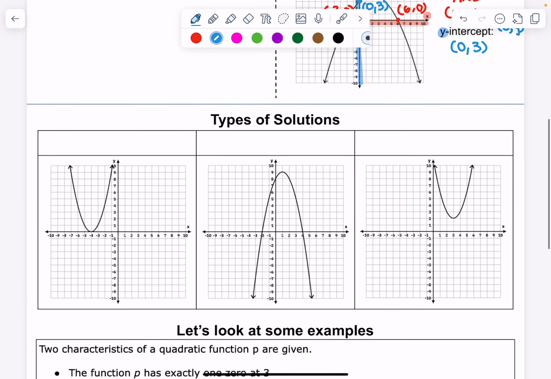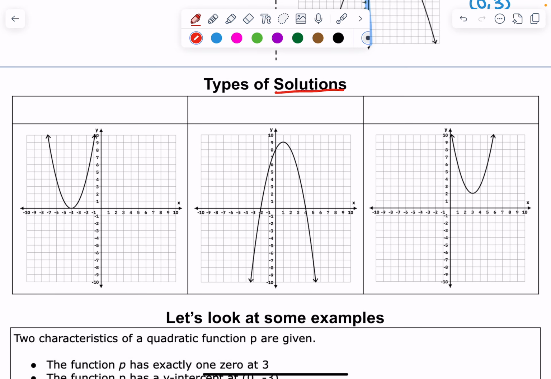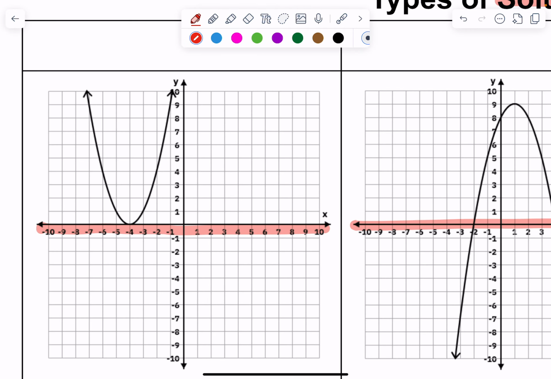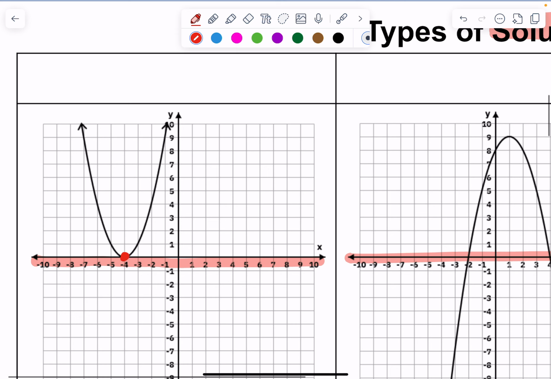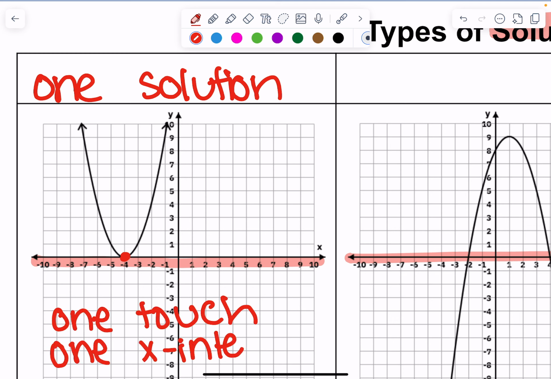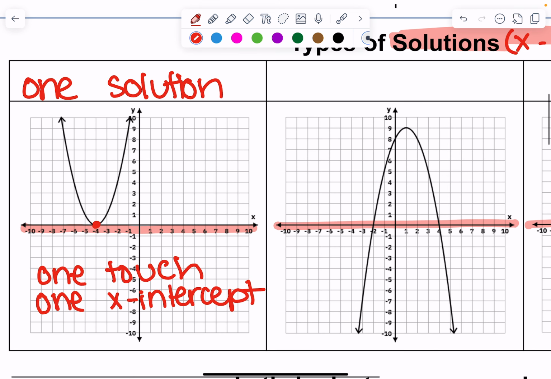So let's go to the back. If we're talking about types of solutions, remember, solutions are x-intercepts. So we are looking at the x-axis for this part. So you have x-axis here, x-axis here, x-axis here. For this first one, how many times do I touch the x-axis? One time, one solution. So this means one touch, one x-intercept.